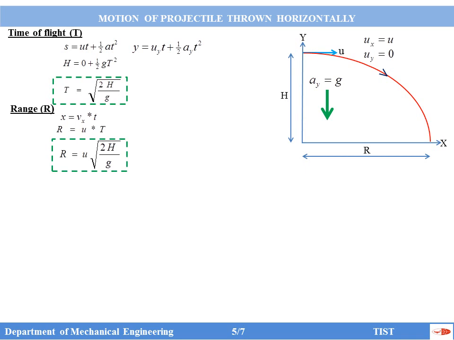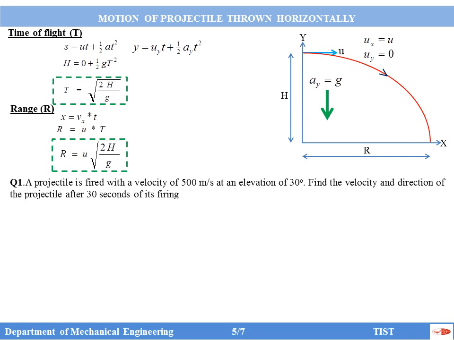Okay, so this motion of projectile thrown horizontally is a very simple motion. You don't have to remember this equation. Actually you can simply use x direction motion, y direction motion, and you can simply solve the equation to find out t and r. Okay, now we will solve a few problems in the projectile motion.